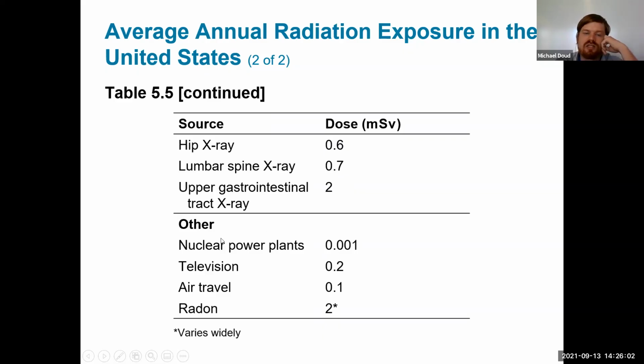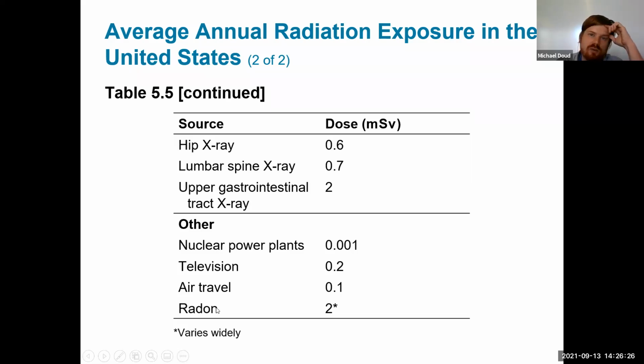Other sources include, you get some from nuclear power plants. Your television has some radioactive isotopes. Air travel as well. So if you fly a lot, you're farther up in the atmosphere, there are fewer air molecules absorbing the cosmic rays from the sun. So you get more radiation up there.